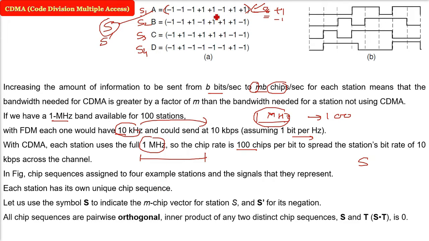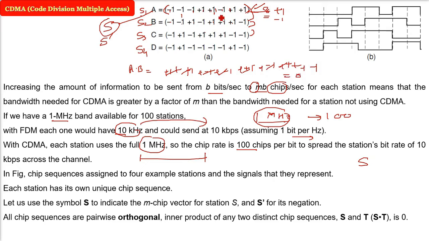As I said, all chip sequences are pairwise orthogonal. That is, the inner product of any 2 chip sequences S and T will be S dot T equals 0. What does it mean? Let us take A and B. -1 into -1, 1. -1 into -1, 1. -1 into 1, -1. And 1 into 1, 1. -1 into 1, -1. 1 into 1, 1. 1 into -1, 1. So what I am trying to suggest here is that the first element of the code sequence is multiplied by the first element of the different code sequence, likewise, and then you add them. That is -1 into -1 plus -1 into -1 like this. So when you add this, it has to give you a 0.